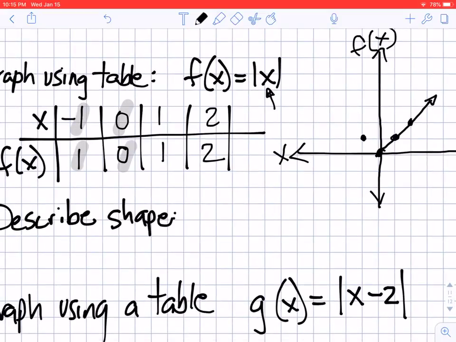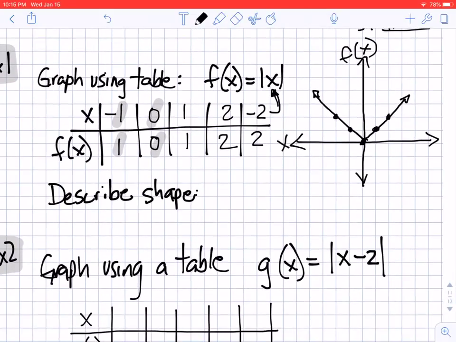I'm not too sure about the pattern on the left, so I'm going to pick one more point, negative 2. Again, plugging negative 2 in for x, the absolute value of that is 2. I now can see that the pattern to the left is actually going in this direction. So I'm going to describe the shape of this graph. We typically call it a V-shape.